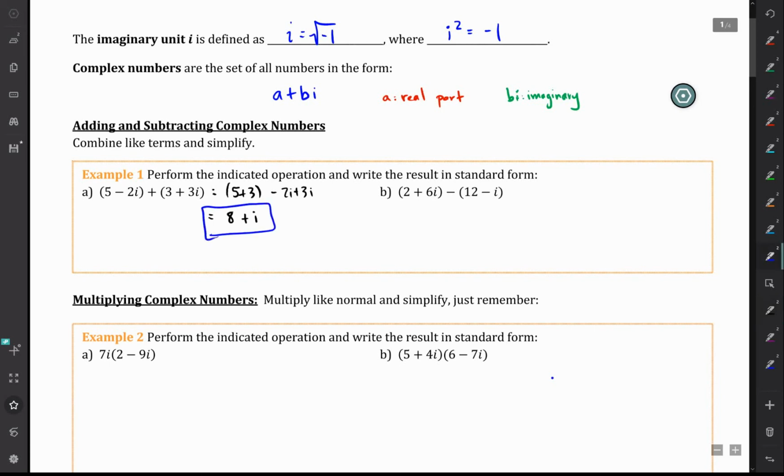Okay, and in part B, maybe you should pause the video and try and do it on your own and then check your work. You should get this is equal to 2 minus 12, because you need to distribute that negative sign in there, and then you have a 6i, and then a negative sign times that negative sign is going to give you a plus i. So this is 6i plus i, and again that's because you distribute that negative sign in. Okay, so that's going to be negative 10 plus 7i.